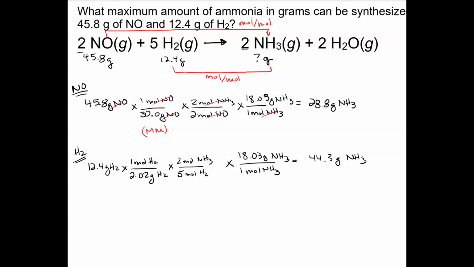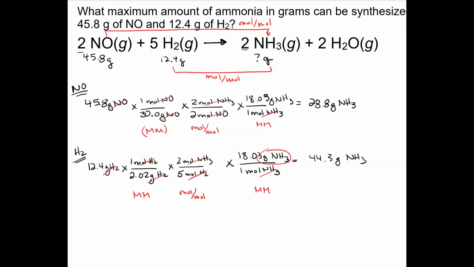Couple things to point out. My units that cancel: grams of hydrogen, moles of hydrogen, moles of hydrogen, moles of ammonia, and then I have the units I want. This is a molar mass conversion. This is mole to mole, and this is molar mass as well. It's the same process for both reagents.